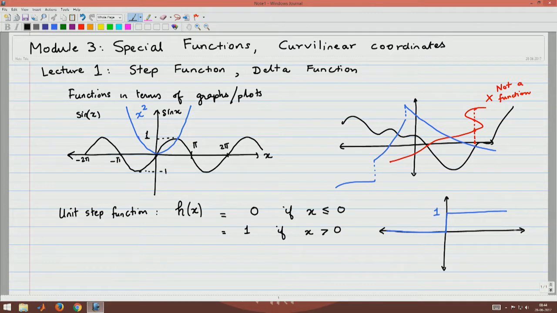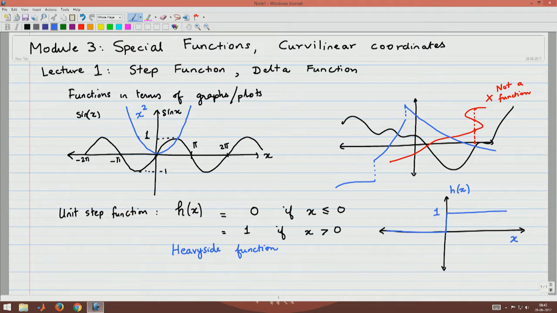This is x, this is h of x. Incidentally, this function is also called the Heaviside function. Okay, Heaviside was a mathematician, so it is named after him, and so the Heaviside function has this feature that it is 0 for x less than 0 and is equal to 1 if x is greater than 0.